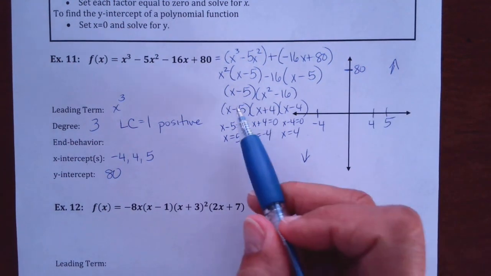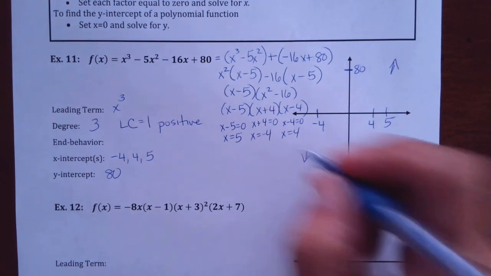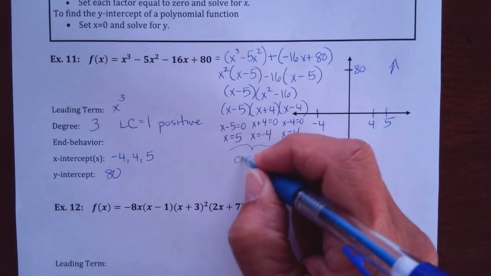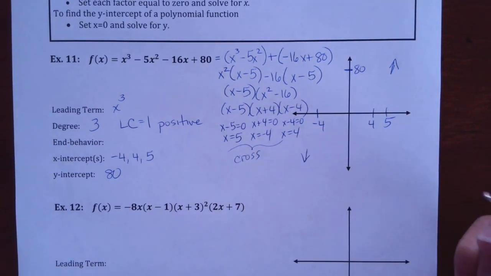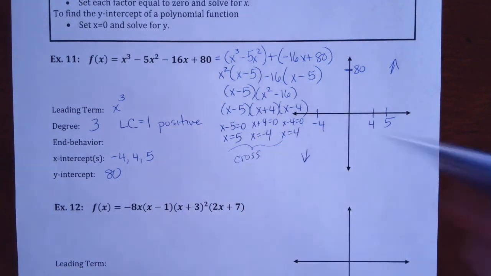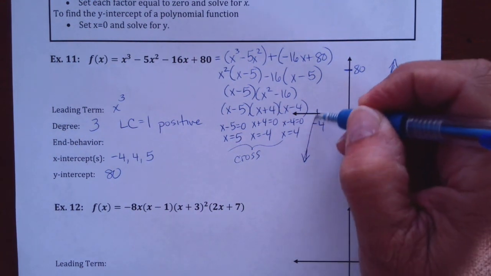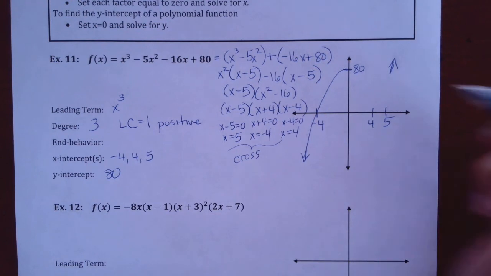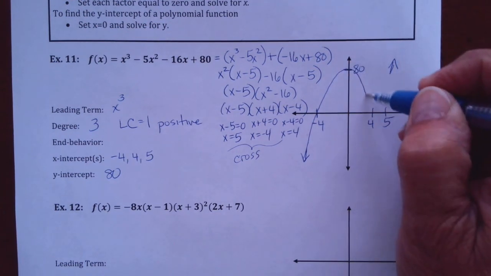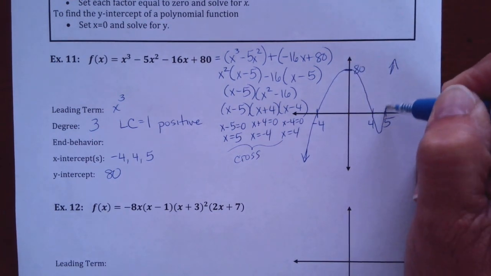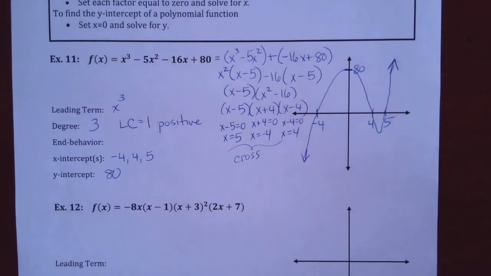Okay. Now all of these have a multiplicity of 1, so all of these will just cross at those points. There's no touching on this problem. So we know we're going to start down here. We're going to cross through negative 4, and we have to touch at 8. Then we're going to go through 4. We're going to go through 5, and we have to end up back at the top.